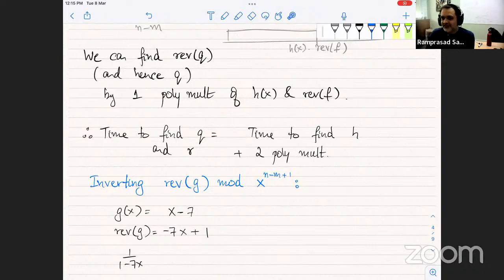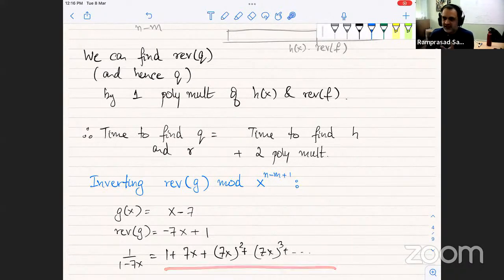Okay, and this is something that I guess you're familiar with, and you will just write this as 1 plus 7x plus 7x the whole squared plus 7x the whole cube, and so on, because you are familiar with these geometric expressions. Normally, this is not a valid expression at all, because this is like a sum going to infinity.